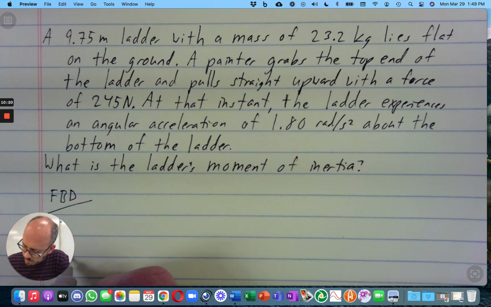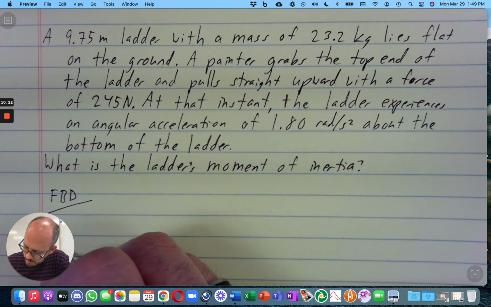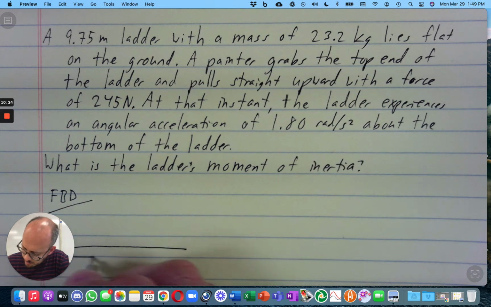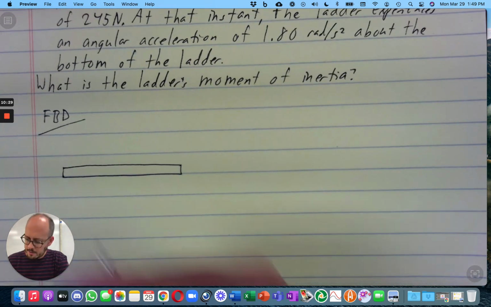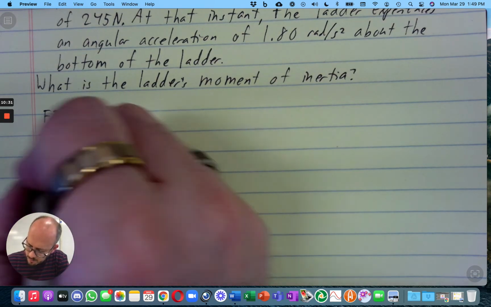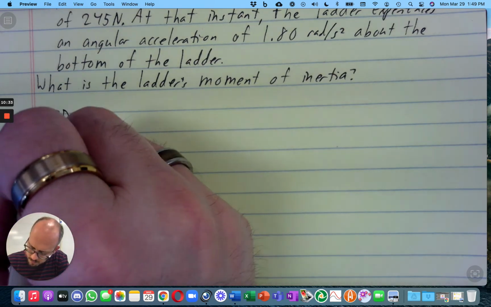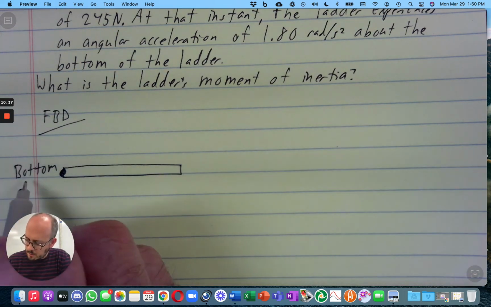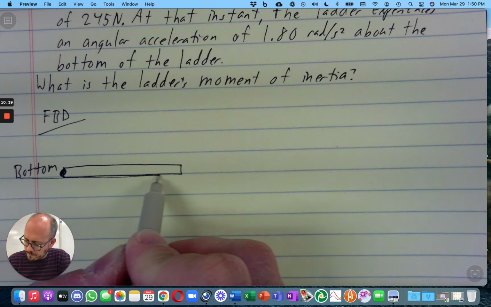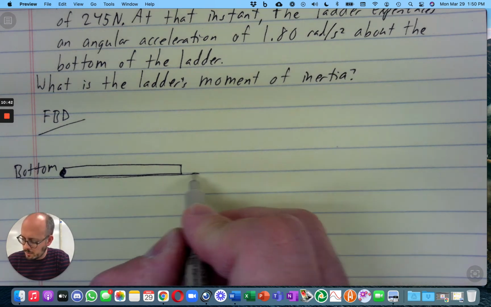So the ground and the ladder are going to be in the same location. So I'm going to draw the ladder like this. And the axis, oh, you can't see that. And the axis of rotation is going to be here. So this is the bottom of the ladder. And, you know, there is ground here. And we're going to be careful about what we do with the ground.